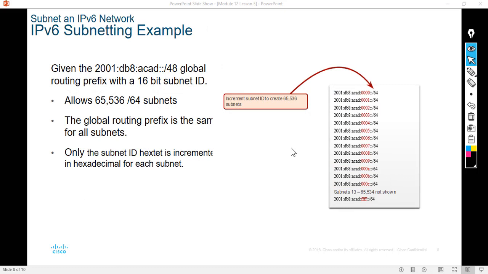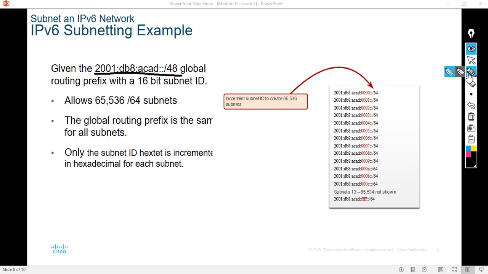Okay, so assume an organization has been assigned the 2001, again, this is a global unicast, 2001:DB8:ACAD:: and the rest is all zeros, /48. It has a global routing prefix with a 16-bit subnet ID. So a 16-bit subnet ID should give us an indication of how many bits we have to work out the number of hosts, and how many bits we have to work out the number of subnets.